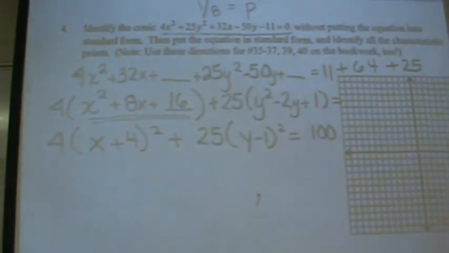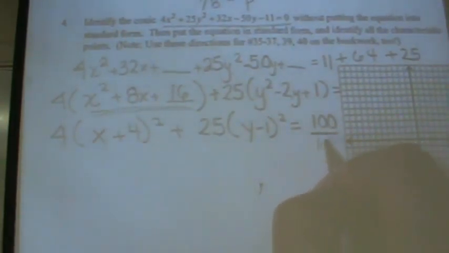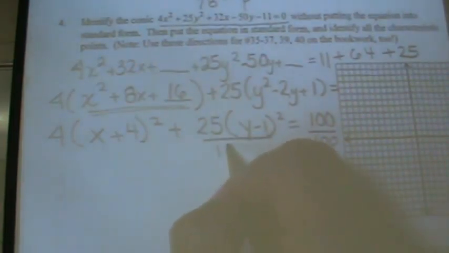Okay, now what do you do? You had something similar to this on your last test. You divide everything by 100. The 100 is the boss here. Get rid of this. You need a 1.